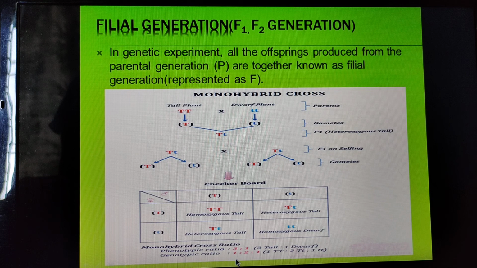So according to genotype, we can write 1:2:1. Phenotype, look at here that genotype is capital T, but phenotype, what is expressed? The expression of gene, what is expressed here? Homozygous tall is expressed here. So this is phenotype. Homozygous tall, this is expressed, that is phenotype.